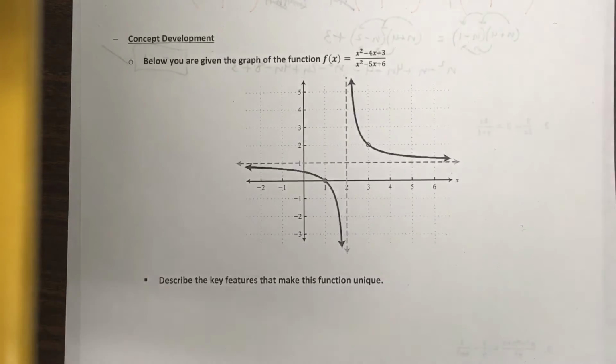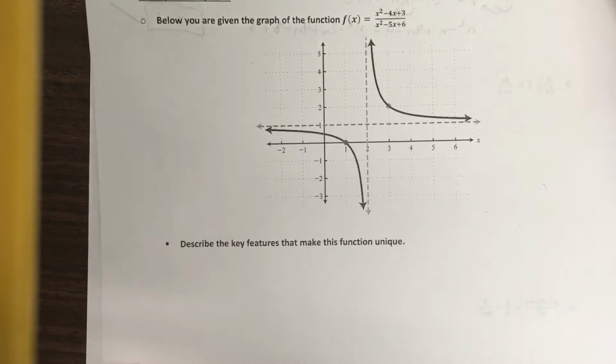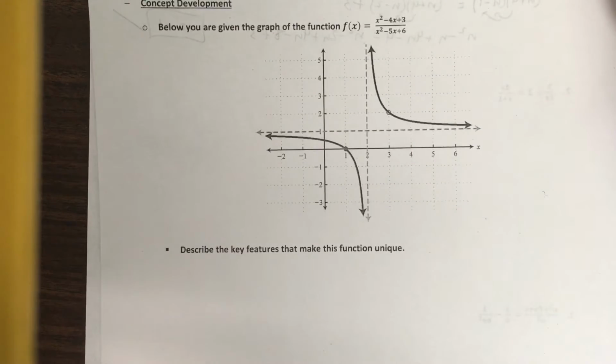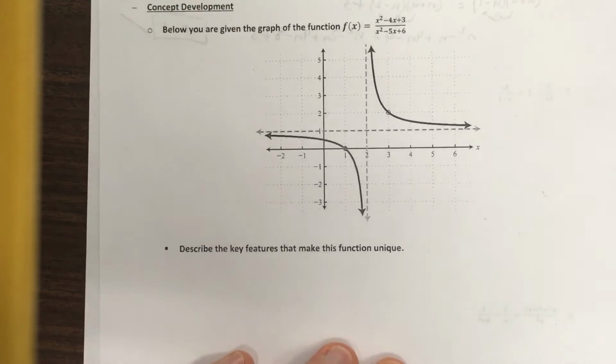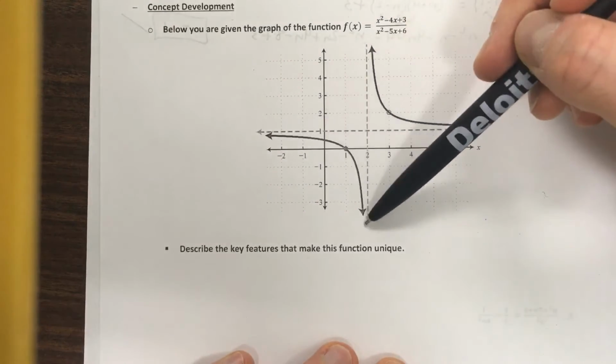When we talked about this in class, we talked about key features that make this function unique. Initially what we noticed is we have two sections of the graph. We have this section here. It's not a parabola, it's not that U shape. But we do have a section of the graph here, and a section of the graph here.